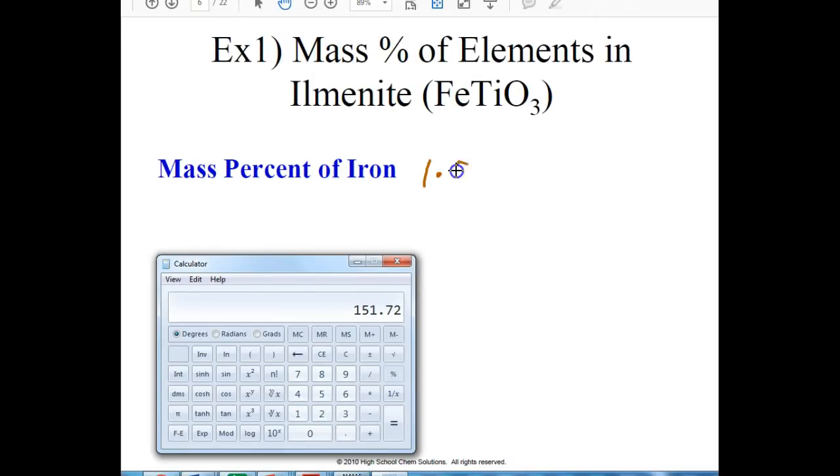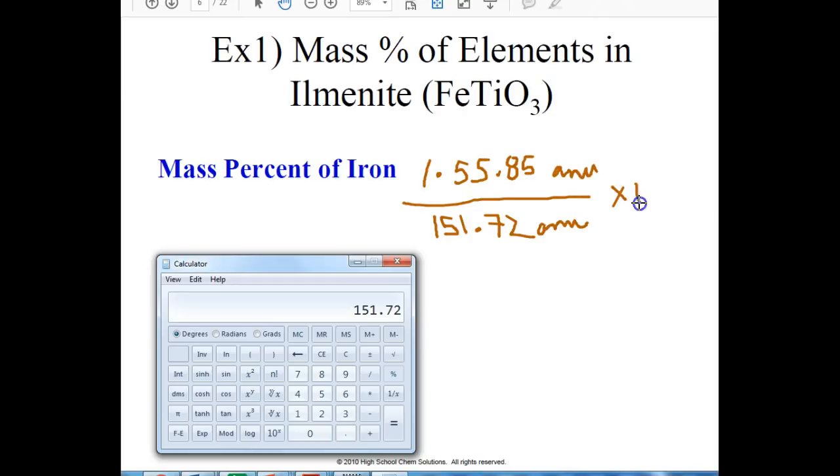So we had 1 times 55.85 AMU on the top, and then 151.72, and that's also AMU on the bottom, and then we'll multiply that by 100 to get the percentage for iron. Now notice your AMU cancel, so when you're finding the percent of something, the only unit left is your percent sign from multiplying by 100. So we'll do 1 times 55.85 divided by that total, and that will give us our percent.